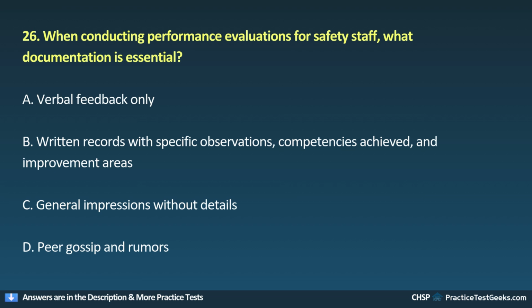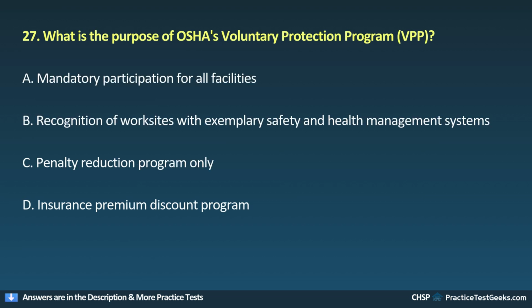26. When conducting performance evaluations for safety staff, what documentation is essential? A. Verbal feedback only. B. Written records with specific observations, competencies achieved, and improvement areas. C. General impressions without details. D. Peer gossip and rumors.